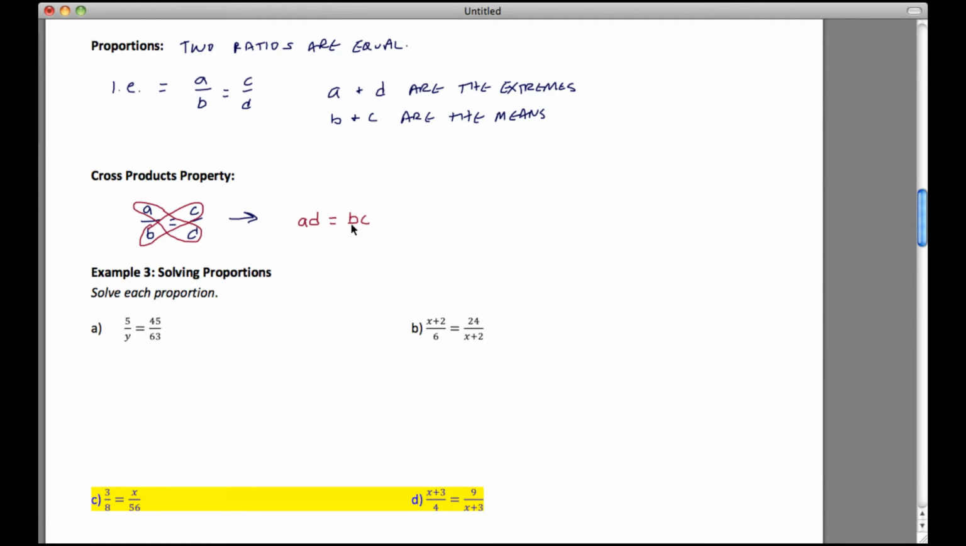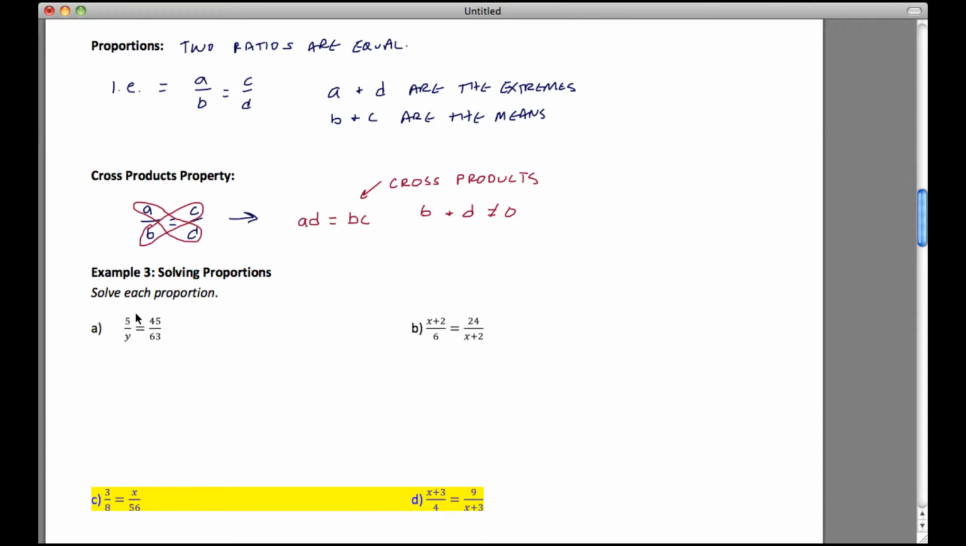Okay? So this means that B and D cannot equal 0 because we can't divide by 0. Okay? And so these are called cross products, because we look across the fraction to find those products. Okay? In example 3, we're going to use these to solve.